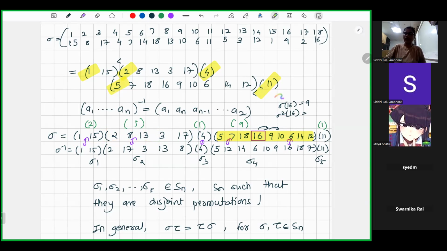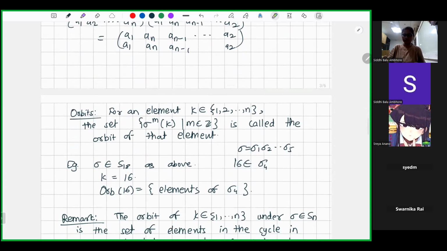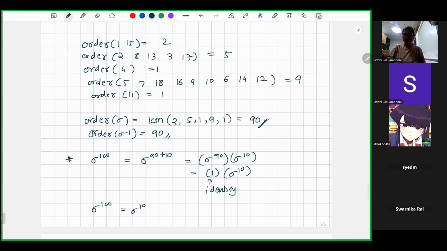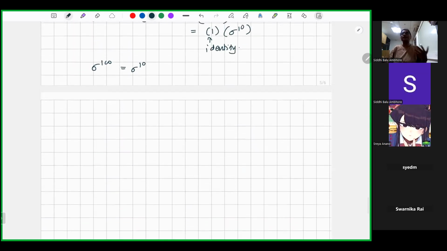So what I'm saying is, when I want to calculate sigma power 10, I will check sigma 1 power 10, sigma 2 power 10, and all 5 cycles to the power 10, and their product is essentially my sigma power 10. So I will check the power of each cycle. Sigma is sigma 1, sigma 2, sigma 3, sigma 4, sigma 5. Sigma 1 is this transposition, and sigma 1 power 10 will be what? This is just a transposition to an even power, so this (1 15).